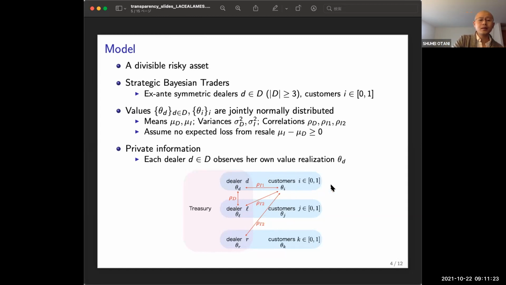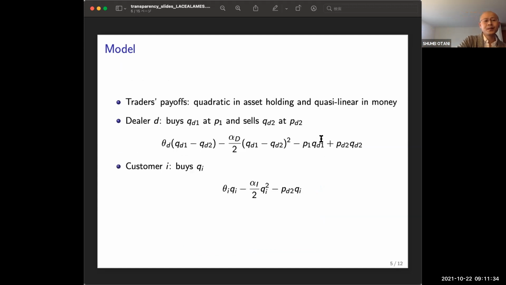Okay? And I assume there is no expected loss from resale. So it ensures the dealers would not purchase the asset from the customers in the secondary market. And the traders are assumed to have quadratic payoff in asset holdings. So the benefit from holding the asset and the quadratic cost of holding the asset. So alpha D and alpha I are exogenous cost parameters for dealers and customers. And traders have quasi-linear preference in terms of money.